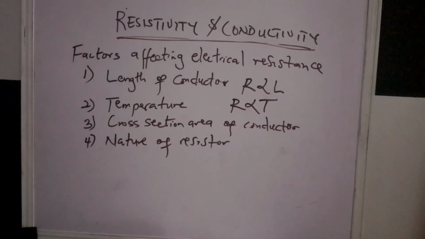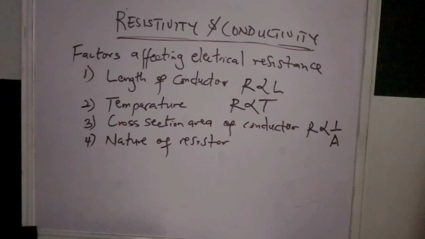Now let's look at the third one. We have the cross-sectional area of the conductor. The cross-sectional area of the conductor is talking about the thickness of the conductor, which is related to what we said about the length of the conductor. In terms of the relationship, resistance is inversely proportional to the cross-sectional area of a conductor.